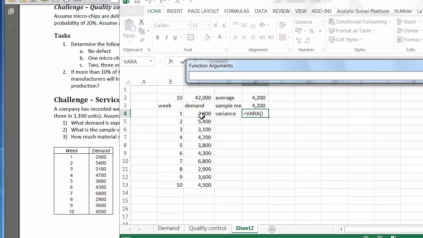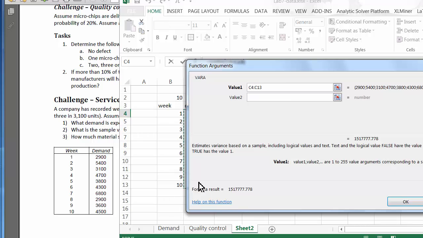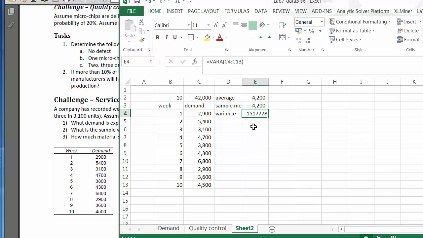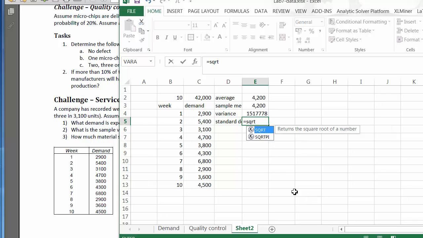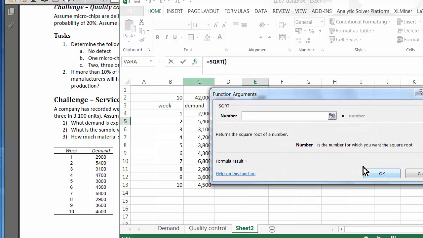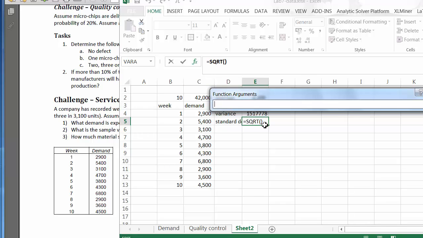Okay, we can use always the selection and have the variance. Then we can easily get the standard deviation, which is nothing else than the square root. Again, if you don't know the function, just look for square root in this box, and you can find it there as well. Square root of this.